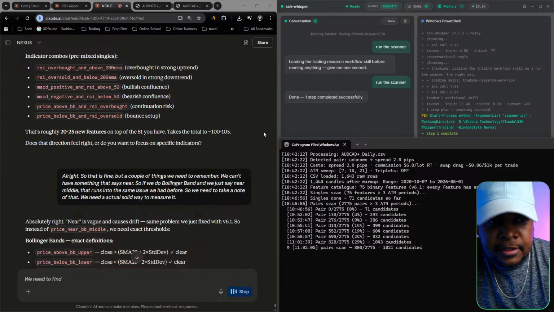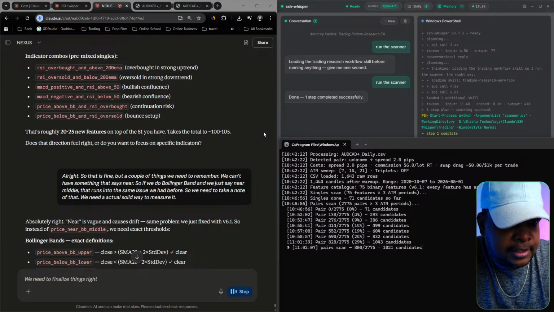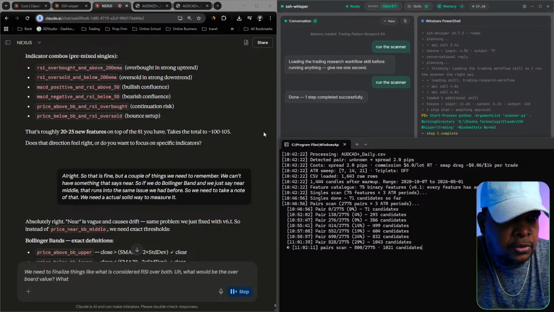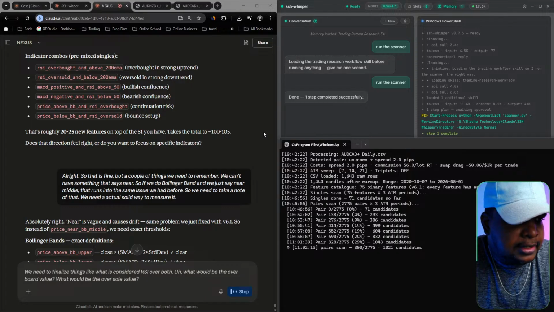We need to finalize things like what is considered RSI overbought. What would be the overbought value? What would be the oversold value? We need to settle on some of those.